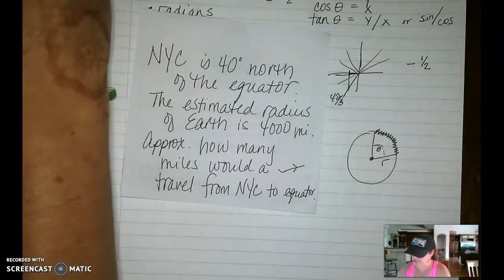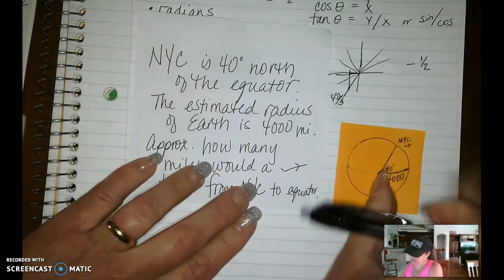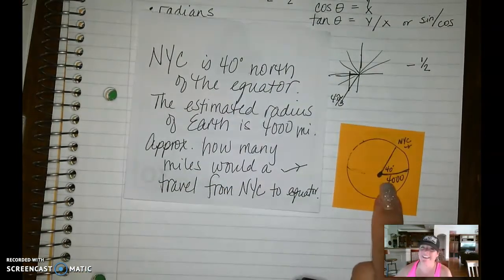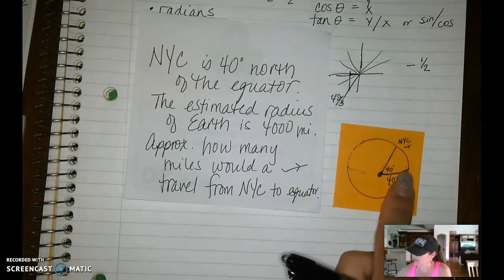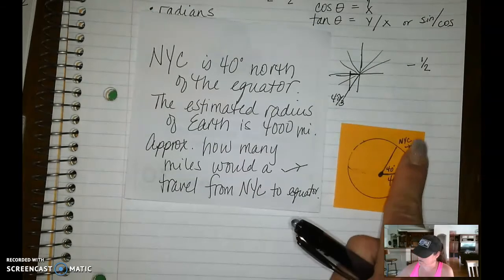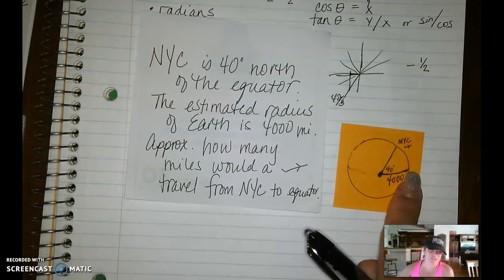So here is a picture of what is actually happening with the plane in New York City, okay? So this is the Earth. It's a great picture, isn't it? Here's my radius. It's about 4,000. My degree is about 40 degrees. New York City is up here, and obviously here is the equator.